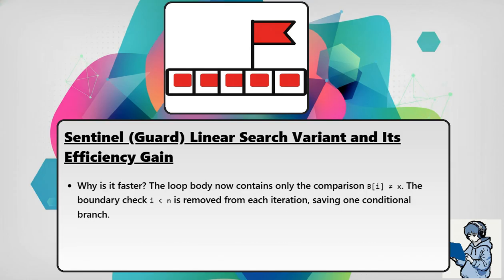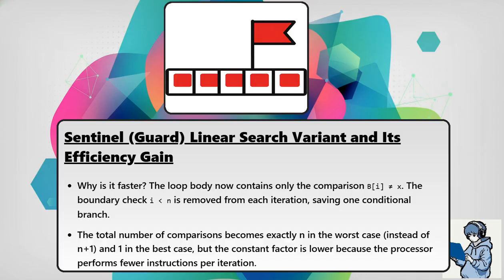Why is it faster? The loop body now contains only the comparison A[i] not equal to x. The boundary check, i less than n, is removed from each iteration, saving one conditional branch. The total number of comparisons becomes exactly n in the worst case, instead of n plus 1, and 1 in the best case, but the constant factor is lower because the processor performs fewer instructions per iteration.